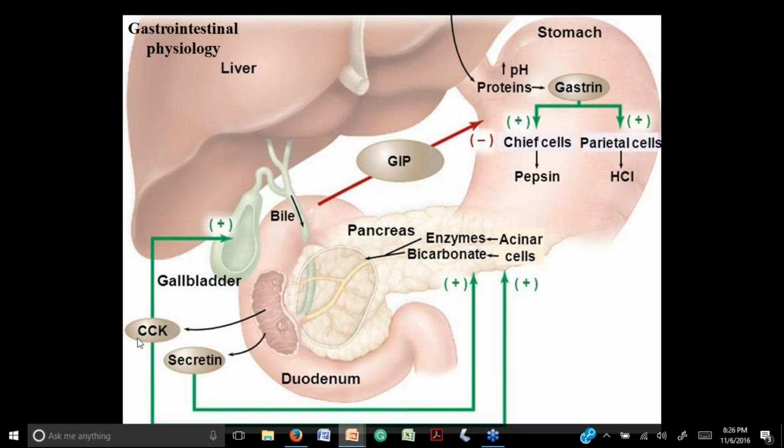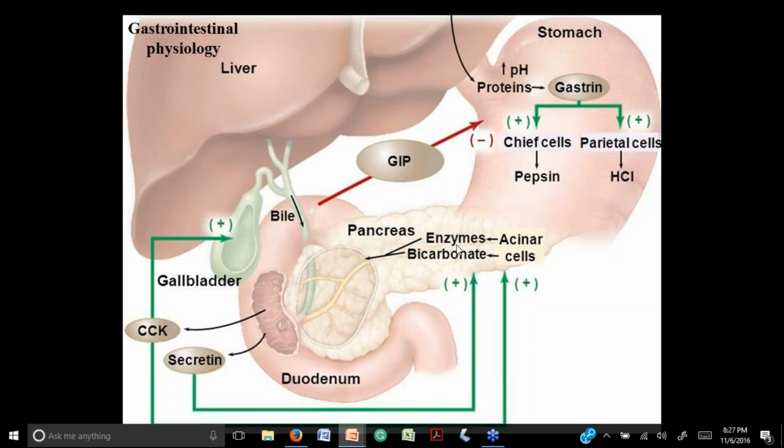In the duodenum, they are going to release cholecystokinin, and cholecystokinin is going to stimulate, positive here, the contraction of the gallbladder and secretion of the bile for emulsification, and the CCK is going to stimulate the glands of the pancreas in order to secrete the pancreatic juice. At the same time, remember, secretin is going to stimulate the secretion of the pancreatic juice from the pancreas.